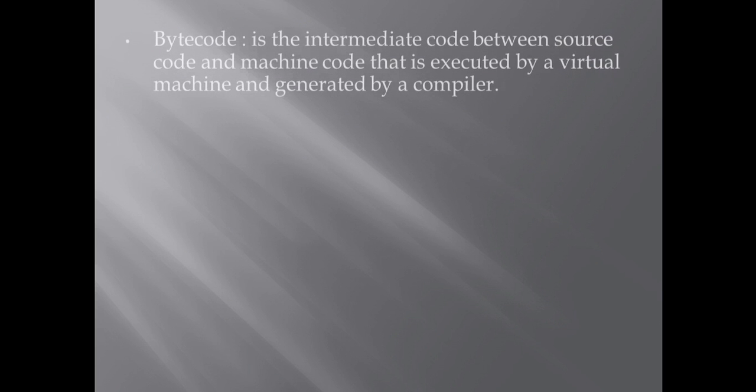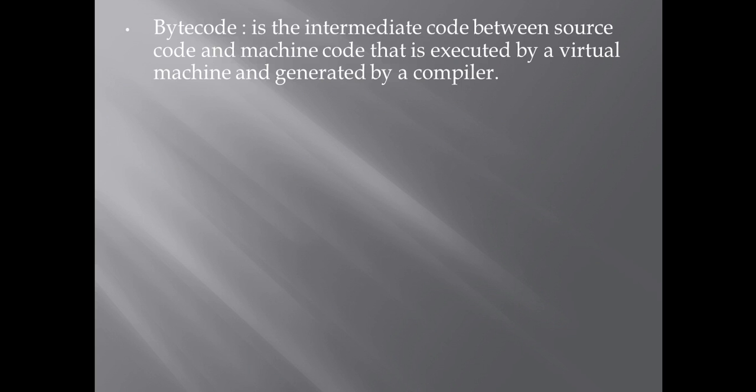Next is the byte code, which is something intermediate between the source code and the machine code. It's not the final version of machine code that will run on the hardware, but still it's a set of instructions that is not readable and not understandable by humans. It's something in between the source code and the machine code. This byte code is executed by the virtual machine and it's generated by a compiler. And don't worry if you don't understand the last statement. We will discuss this in detail later.